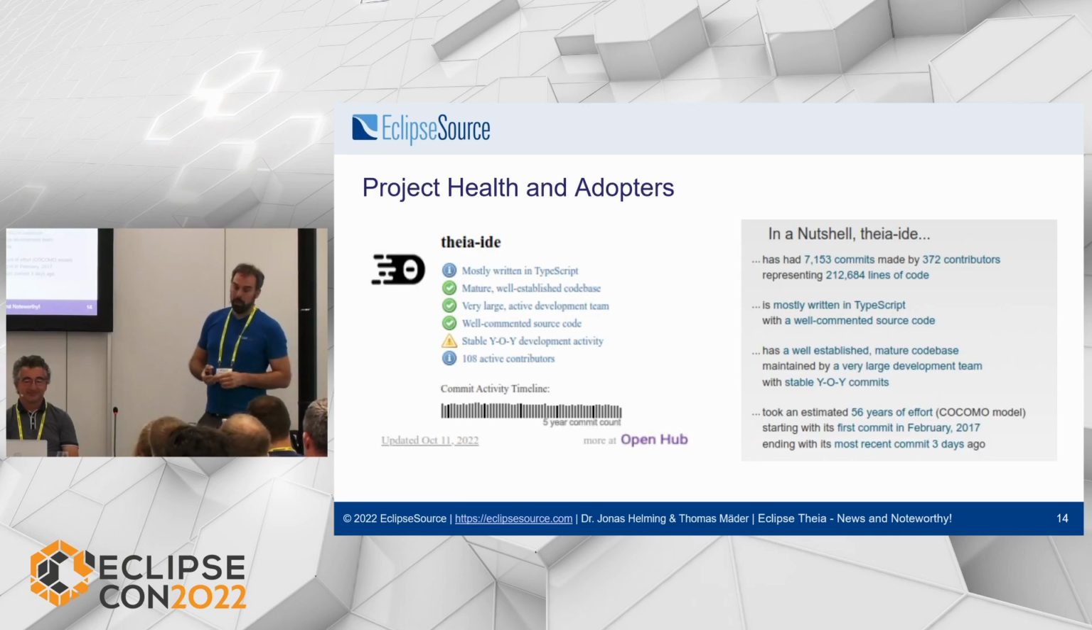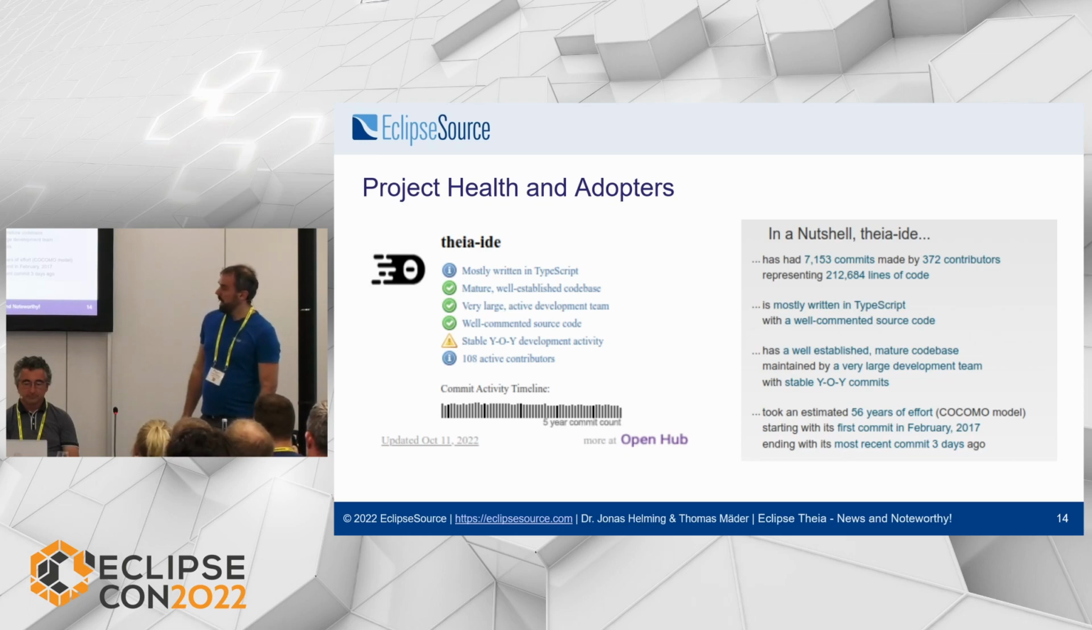About project health and adopters. We're actually very happy about the current state of the project. So we see some statistics on the left side. We have a mature, well-established code base, a very large active development team, well-commented source code. We have a stable year-to-year development activity, which we consider to be good. If you look at open source projects, you typically have this huge spike in the beginning and then it drops. That's almost true for every open source project, because when active development, like completely new implementation, is done, you have a lot of commits. In Theia, it's stable, and that goes back 2 years in time.